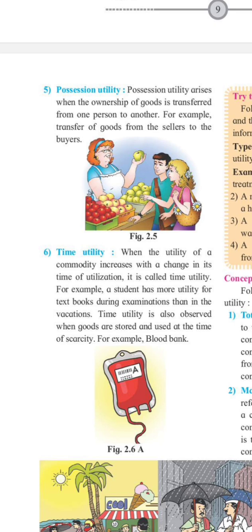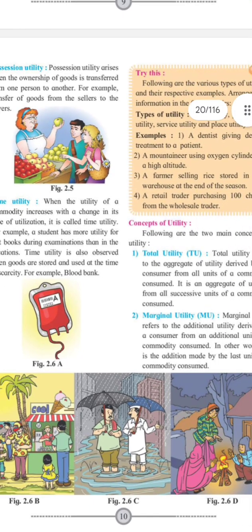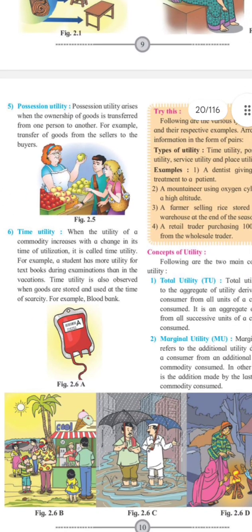Next, we have time utility. So utility increases due to change in time of use. Example is textbooks are more useful during examinations. Blood stored in blood banks becomes useful during emergencies. So these were the 6 types of utilities.